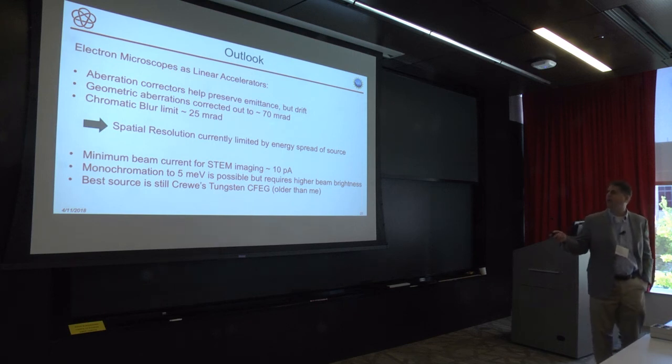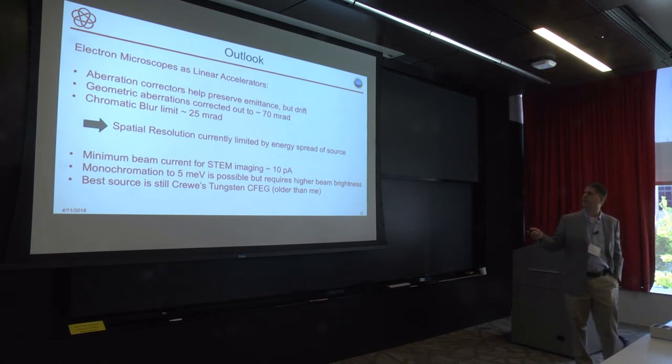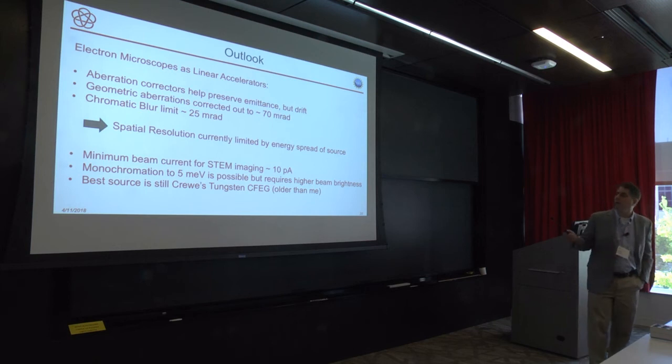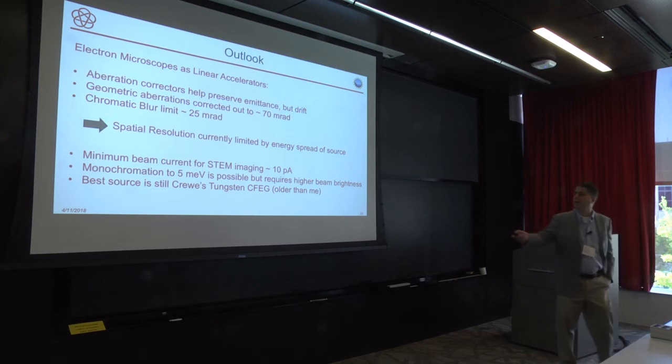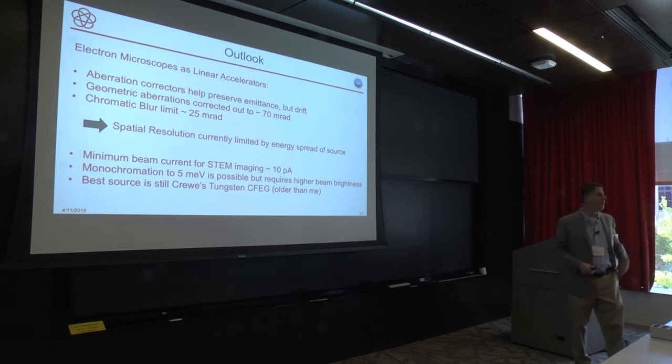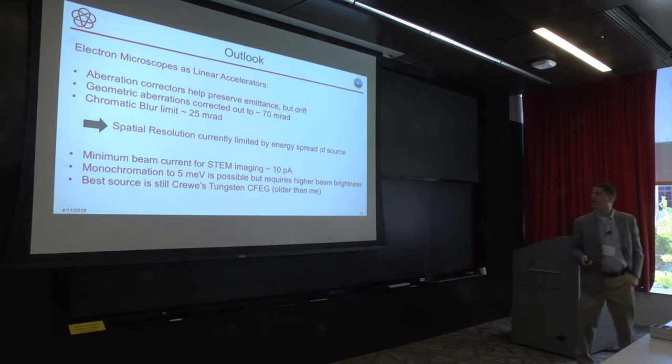We can correct geometric aberrations right now out to about 70 milliradians, which is about a third of an angstrom. We can't get a third of an angstrom beam because the chromatic blur limits us to about 25 milliradians. So the result is our current DC electron microscopes are limited by the energy spread of the source. If you can give me a source with a better energy spread, I can give you a better resolution.